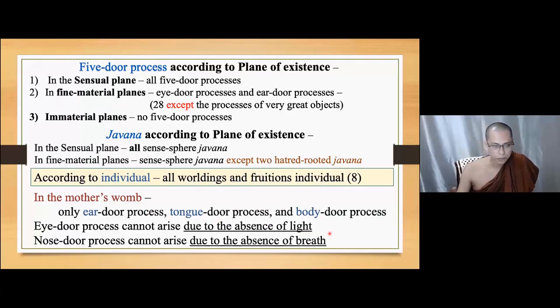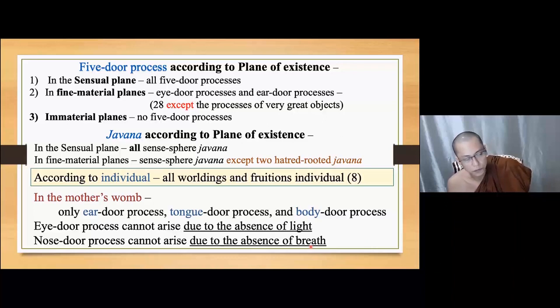And also the nose-door process cannot arise due to the absence of breath. There is no breathing, that is why one cannot get the smell. That is why the nose-door process is also absent in the mother's womb. And this is the information we need to know regarding the five-door process. For this level, this is quite enough.